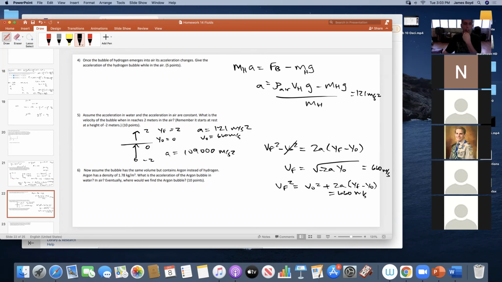Now, the last part of this problem is, what if instead of hydrogen, we had argon? And the density of argon, remember the density of our hydrogen was 0.09 kilograms per meter cubed.